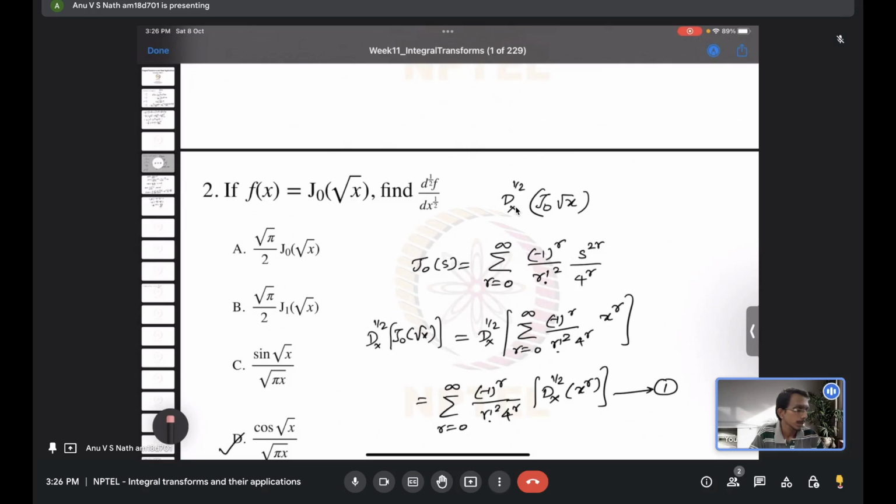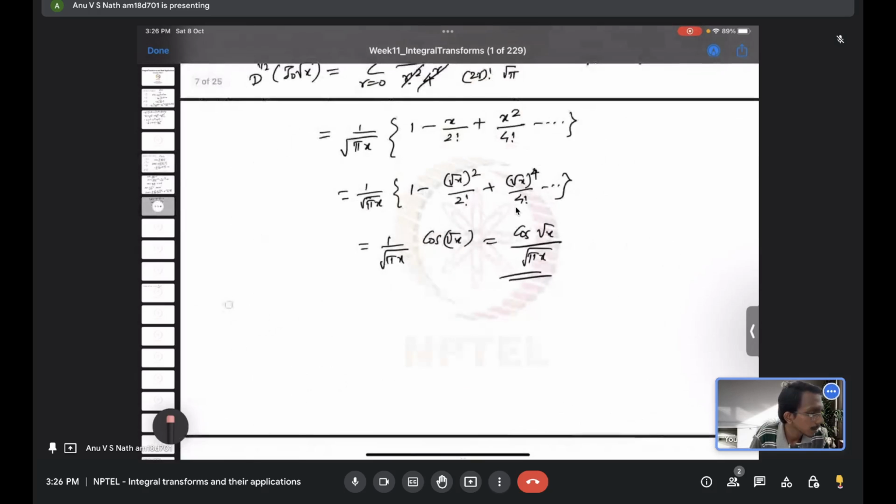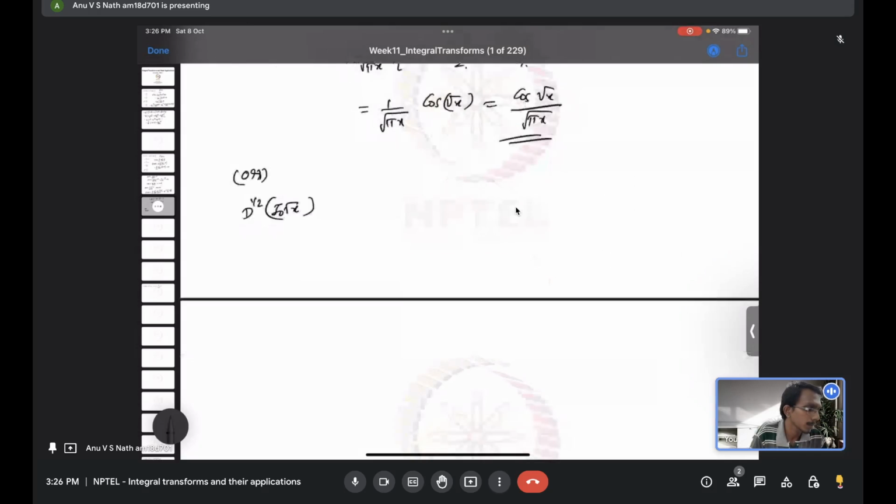So another way is basically we are evaluating d raised to half of j0 root x. Now you may remember d raised to alpha of f of x using the Riemann-Liouville integral, which is 1 by gamma of alpha, integral 0 to x, x minus t the whole raised to alpha minus 1, f of t dt. Now we are going to use that here.